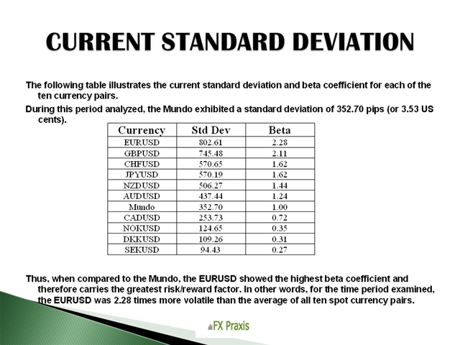The following table illustrates the current standard deviation and beta coefficient for each of the 10 currency pairs. During the period analyzed, the Mundo exhibited a standard deviation of 352.70 pips, or 3.53 US cents. Thus, when compared to the Mundo, the Euro-US dollar showed the highest beta coefficient and therefore carries the greatest risk-reward factor. In other words, for the time period examined, the Euro-US dollar was 2.28 times more volatile than the average of all 10 spot currency pairs.